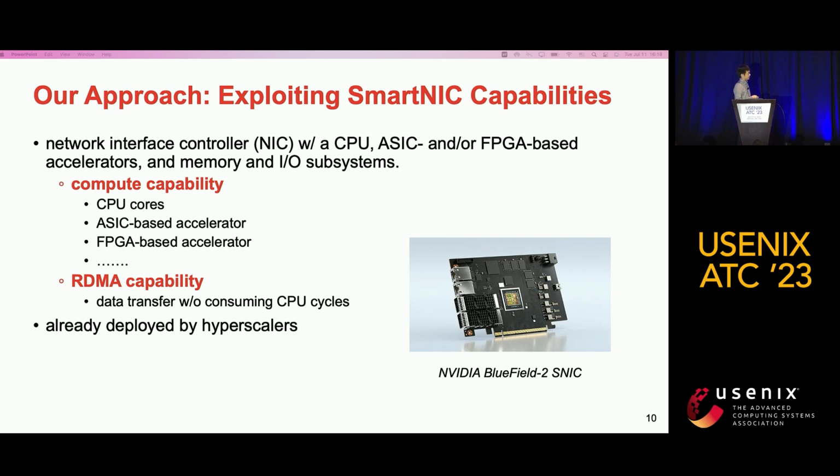And the second capability is RDMA capability. RDMA is short for remote direct memory access. With RDMA, the data transfer between two machines does not need to involve their CPU anymore. And another piece of good news is that SmartNIC is already deployed by hyperscalers. So it's very possible for us to use our mechanism in a data center.